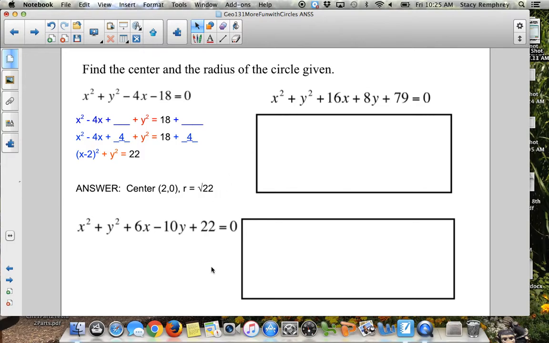So you can try that on the next two problems and then come back and check your answer. So please push pause now, give it a try, and then come back and check your answer.